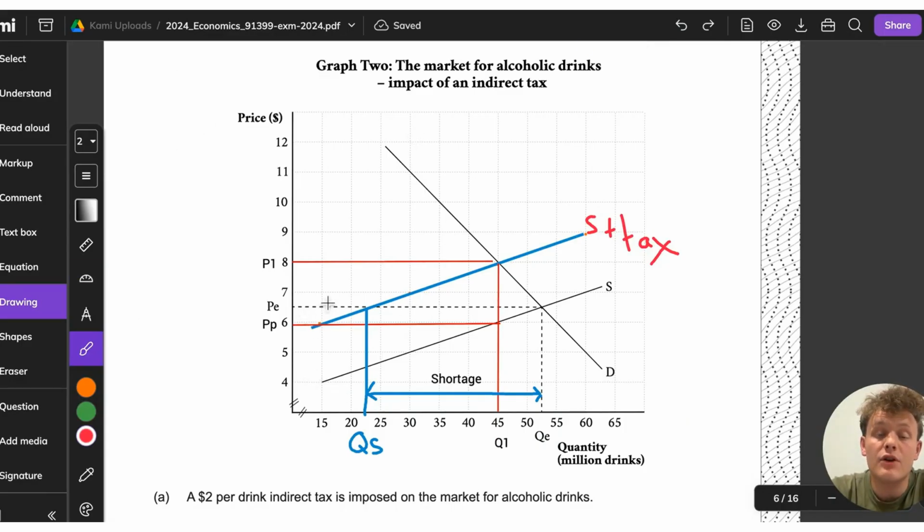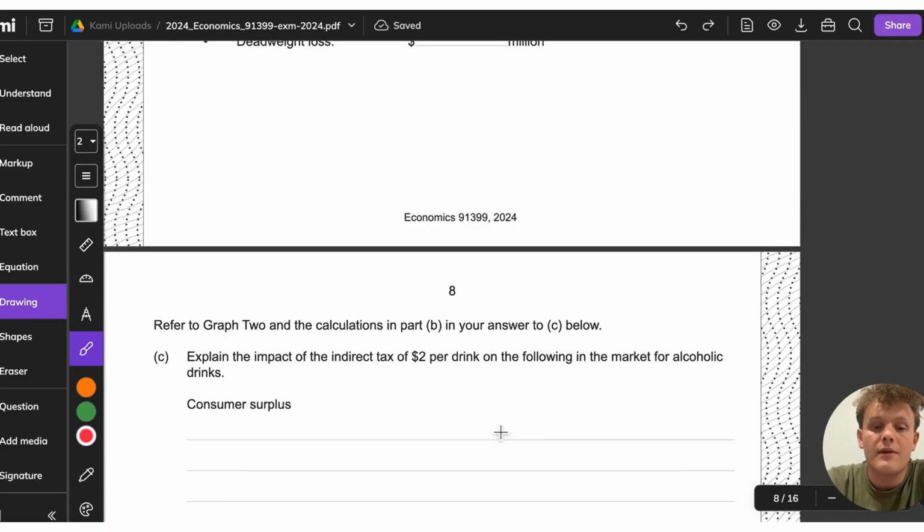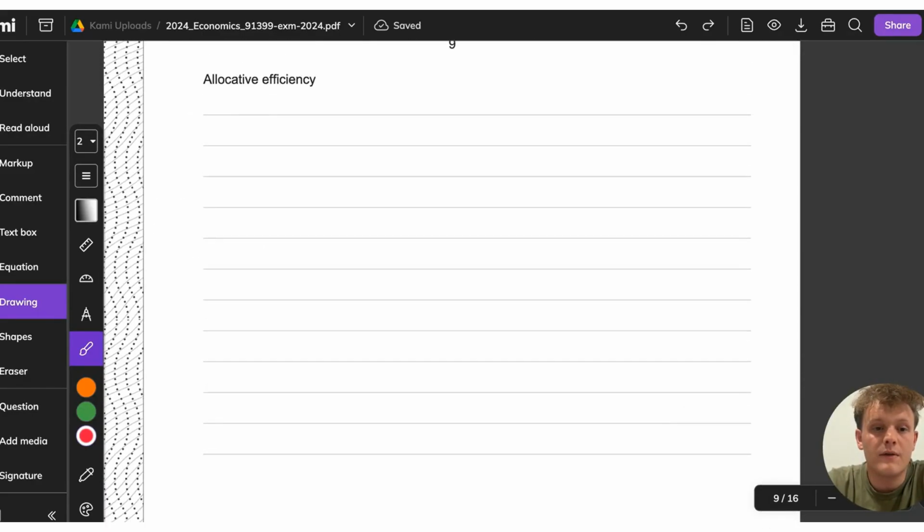For the next one, producer surplus, they were receiving a higher price, but that's now decreased to PP. So the price received by producers has decreased from PE to PP, decreasing the surplus gained on each unit sold. Therefore, less surplus. And the quantity is decreased from QE, 52.5 million, to Q1, 45 million. So there's less units from which to gain a surplus. Overall, there's a decrease in producer surplus by 24.375 million.